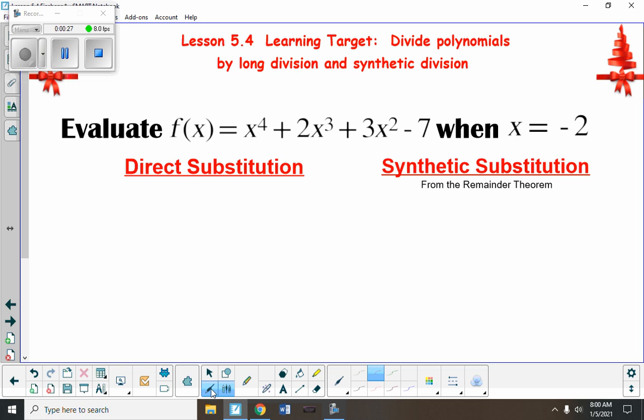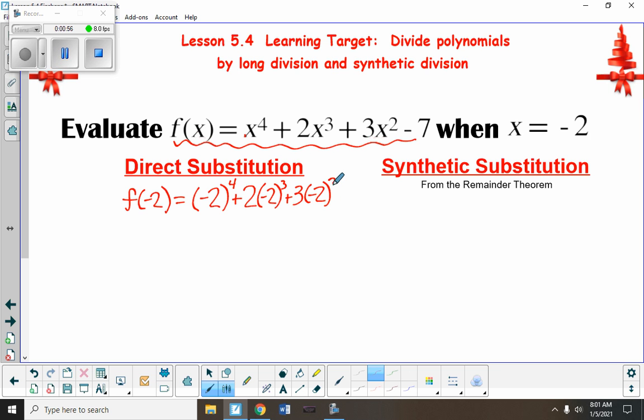Now, first of all, direct substitution. You've been doing this for a long time. So if you have f of x is equal to this whole thing right here, we want to know what it's equal to when x is a negative 2. So we're going to plug in a negative 2. So you've been doing this forever, okay? So we have negative 2 raised to the 4th power plus 2 times a negative 2 raised to the 3rd plus 3 times negative 2 squared minus 7.